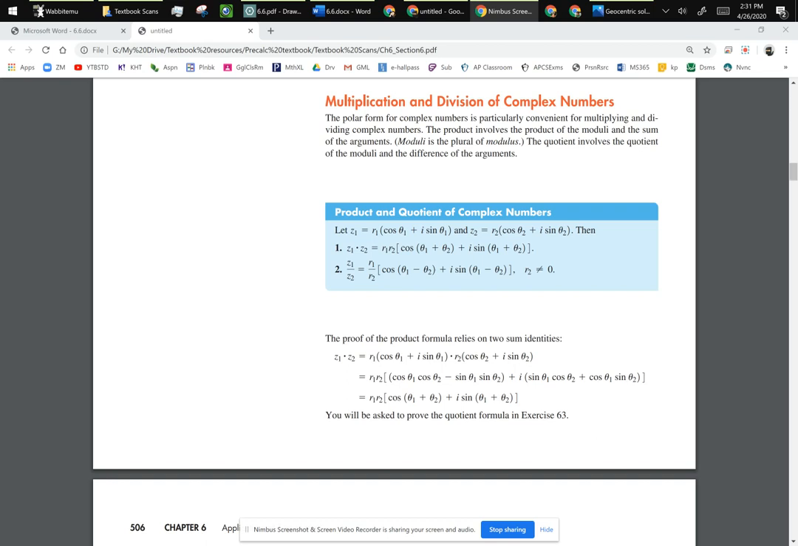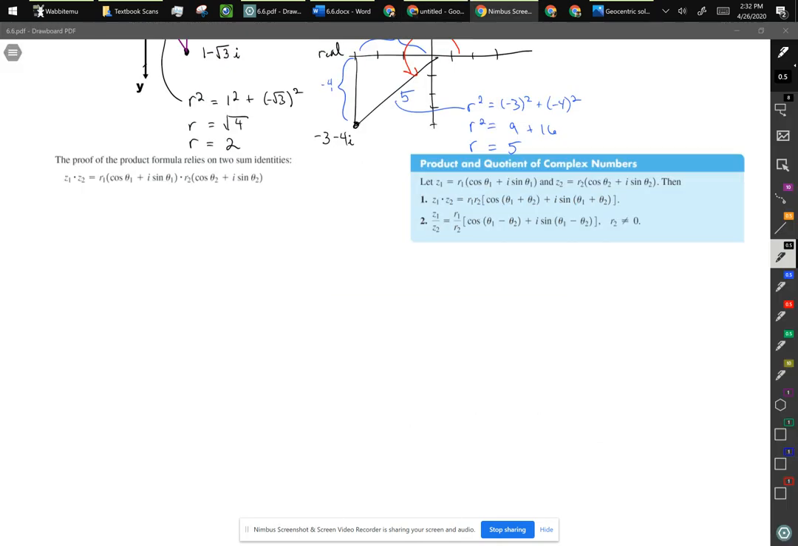All right, guys, we're up to the product and quotient of complex numbers, and I'm going to prove the product rule in this case for complex numbers. If you remember the sum of two angles trig identity: sine cosine, cosine sine, cosine cosine, sine sine. I know if you forgot it a little bit, hopefully it's back in your head again. All right, so let's get to it.